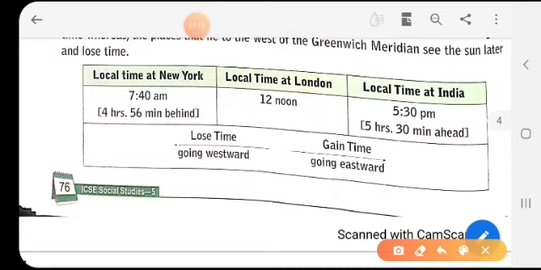New York is to the west of London or the Greenwich, and India is to the right or east of Greenwich. So when we move to the western side, that is to New York, we lose time. That means we minus time from this zone. And then when we move to the eastern side or towards India, then we gain time, and that is 5:30 is added to 12 then.